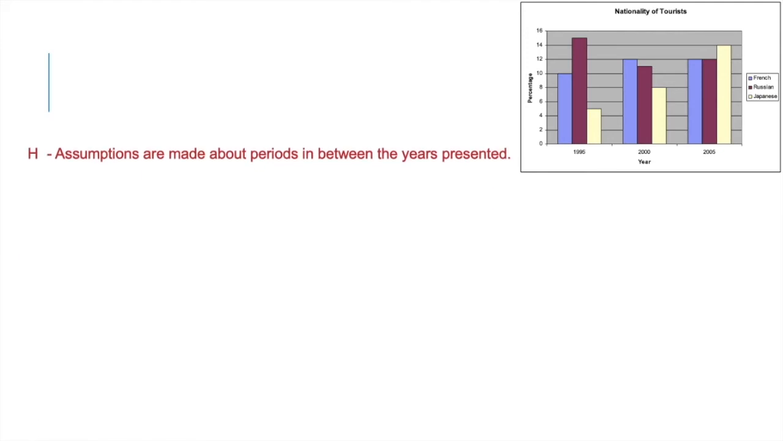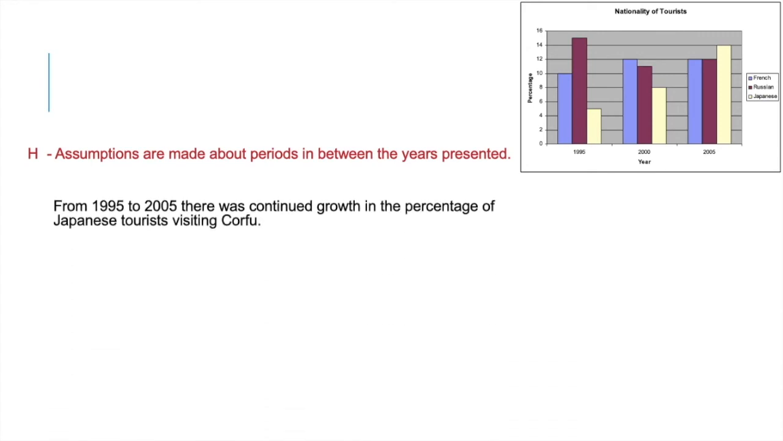Okay, the final slide. This is very important. This is why I've saved this for last. Sometimes assumptions are made about the periods in between the years presented. So here we only have information for 1995, 2000 and 2005. There is a big question mark about 1993 before or 96 after, 2003. We don't know what happened.